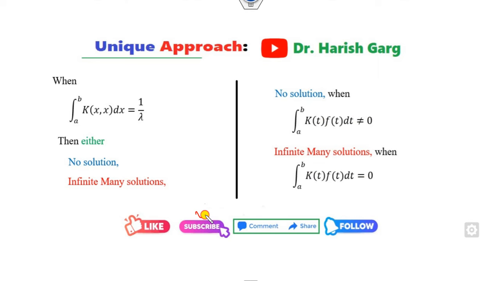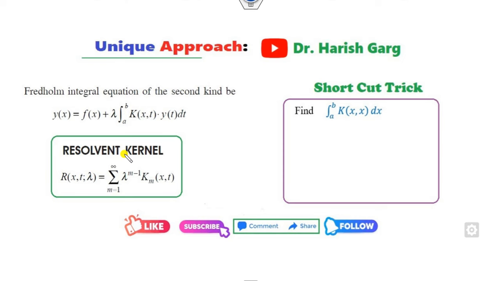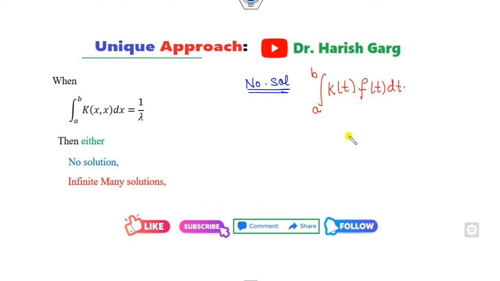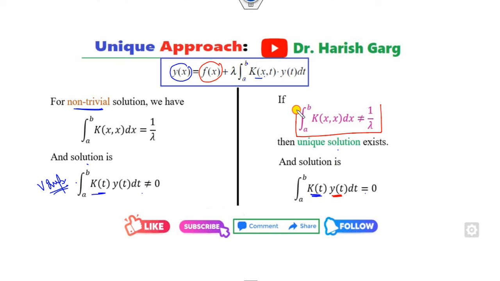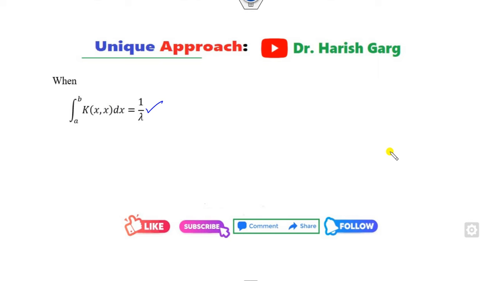The last lecture was on how you can find the resolvent kernel. Instead of this, I told you these shortcut tricks. Remember, this is applicable only when you get a unique solution. That means when you prove that this condition holds, then your target is to find the solution. How can you find the solution? You can always find this resolvent kernel.